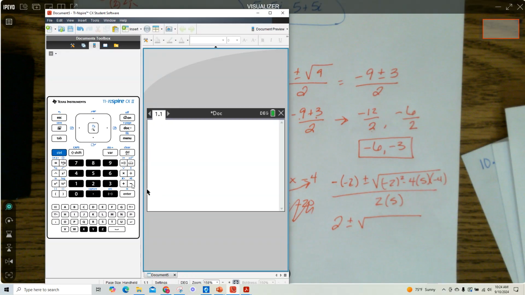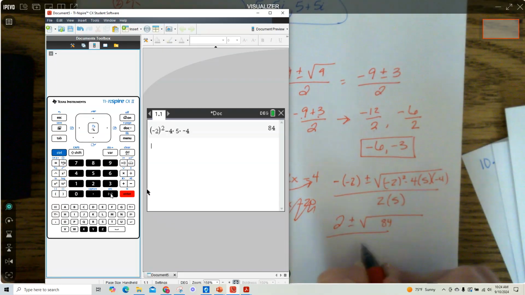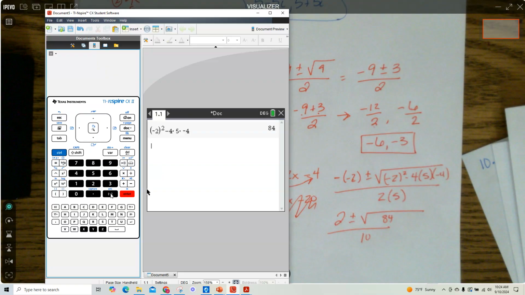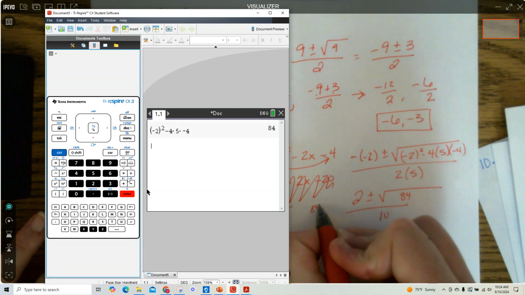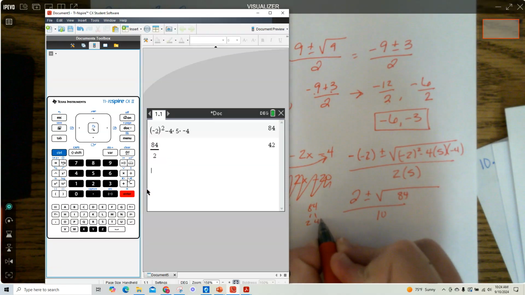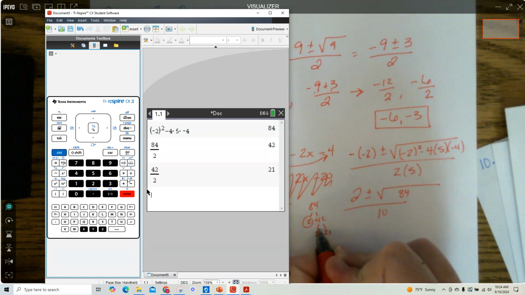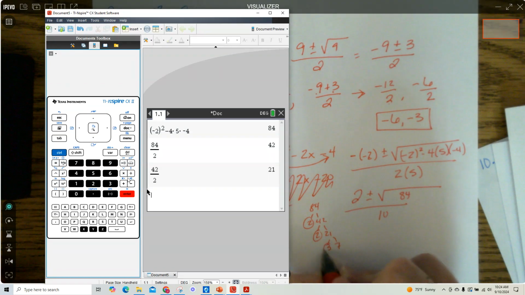Sorry guys if I just completely twisted you up. I'm typing in just what's underneath the square root. And I get 84. And then 2 times 5 is 10. So 84 we can break down into 2 times 42, and then into 2 times 21, and then this is 3 times 7.